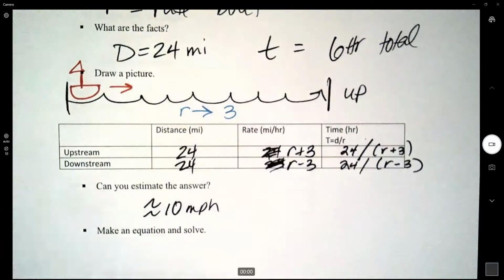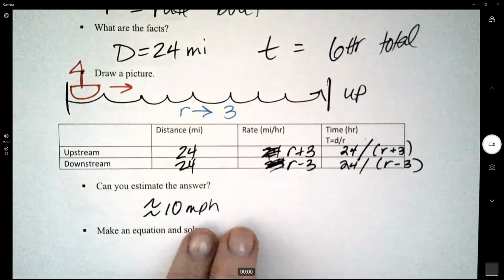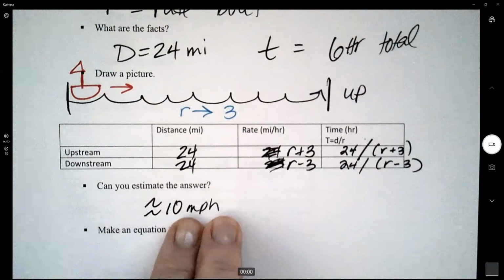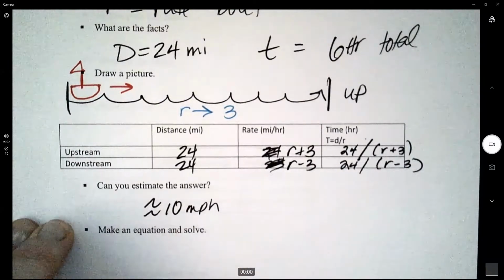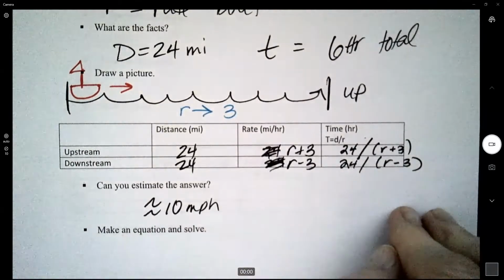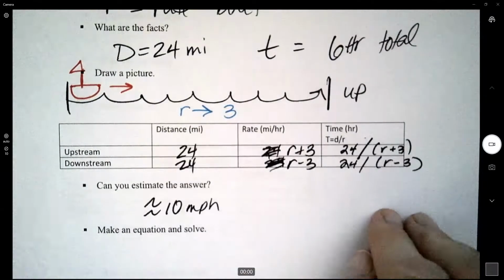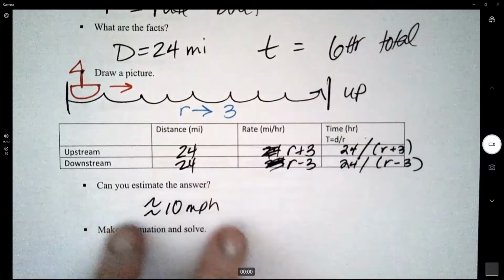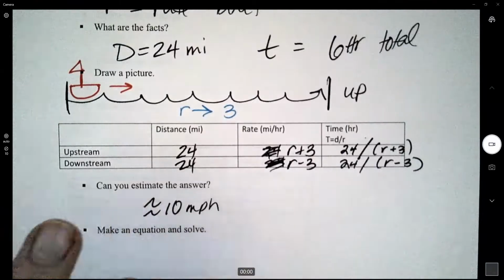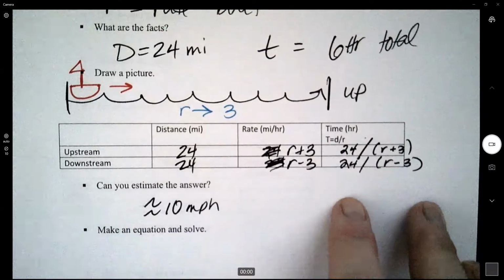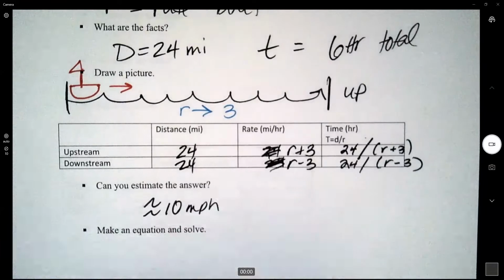Just a guess. I have no bearing on whether that is right or wrong. It could be as high as 20, 30, 40 miles per hour. But it's definitely not negative, and it's definitely not more than 80 miles per hour. Boats generally don't go that fast. So I'm limiting it to a number somewhere between a couple miles per hour and maybe 60 miles per hour or so, just to get an idea.